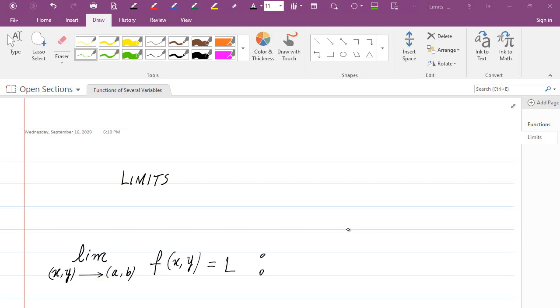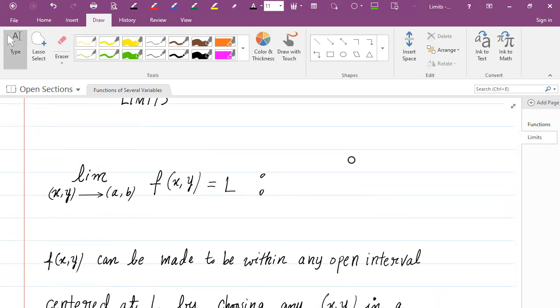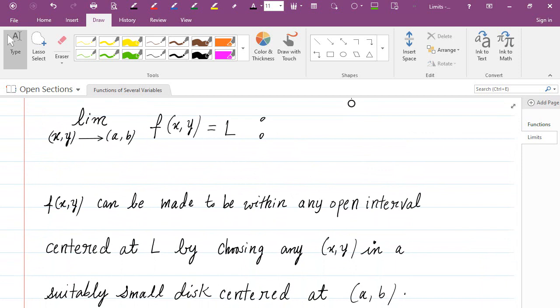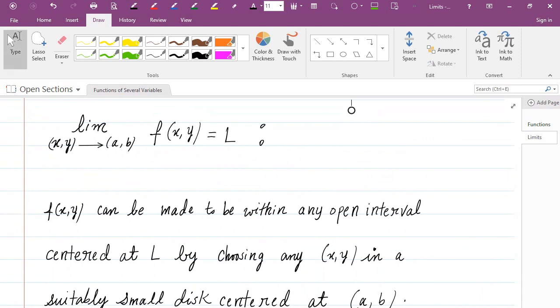We will now talk about limits of functions of two variables. Let's say we have a function f of x, y, and we are looking at the limit of f as (x, y) approaches the point (a, b). Here (a, b) is a fixed point and (x, y) is approaching (a, b).